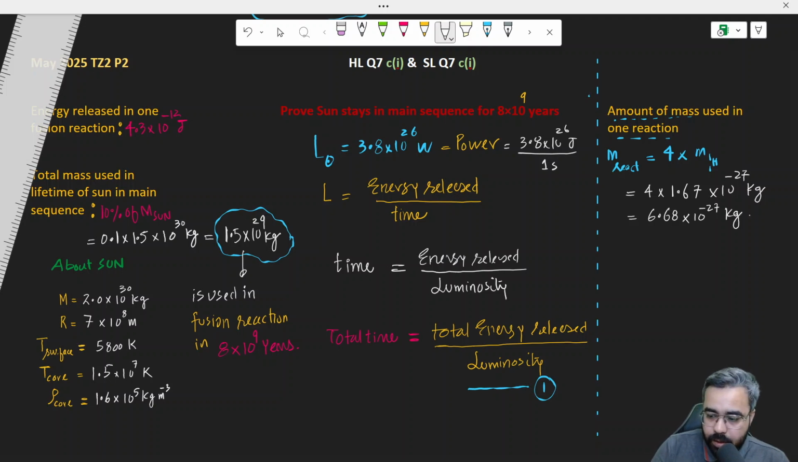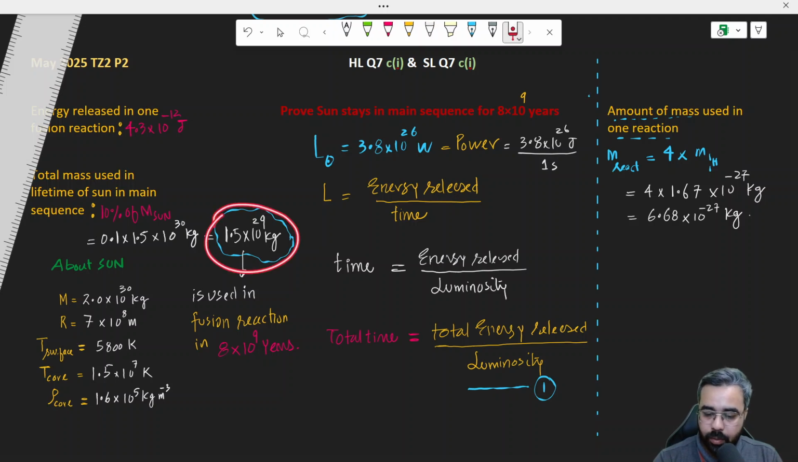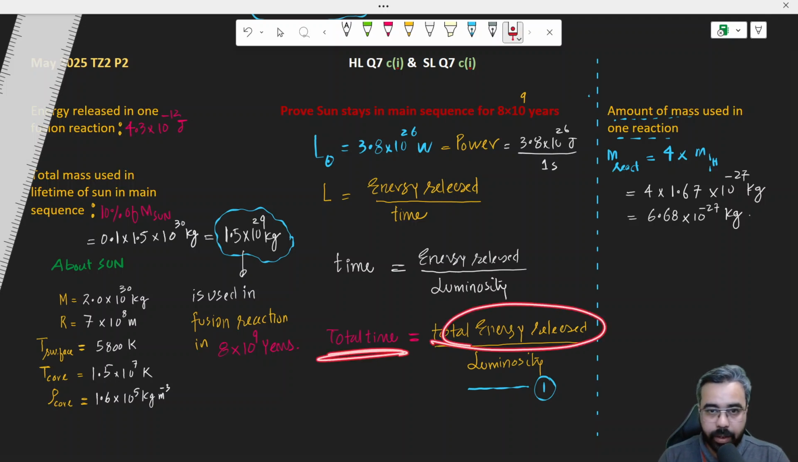Now if this mass is utilized in one reaction, and we want to know the total number of reactions, we can find it by dividing the total mass consumed by the mass consumed in one reaction. You will get the total number of reactions that were carried out. With the energy released in one reaction, you can then find the total energy produced. Then we will plug the value here and we can find the total time. So this is the flow.